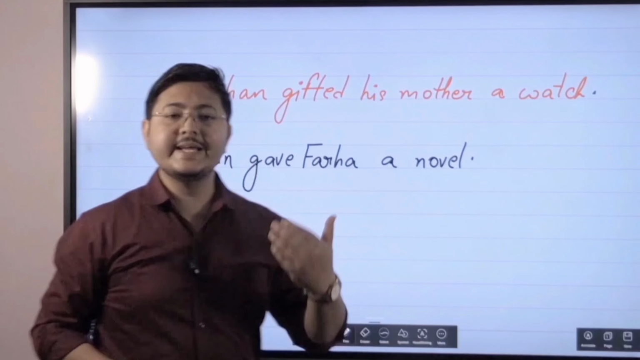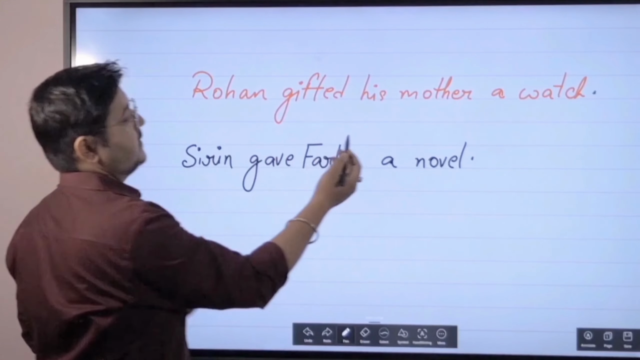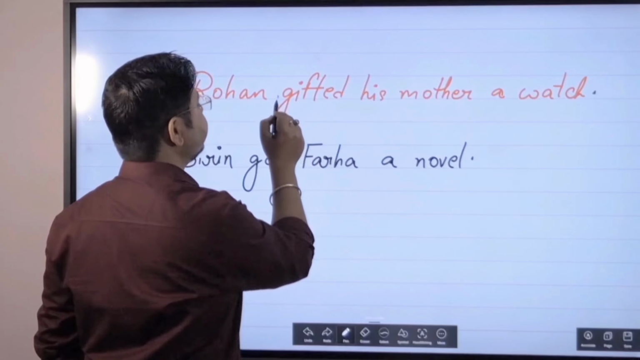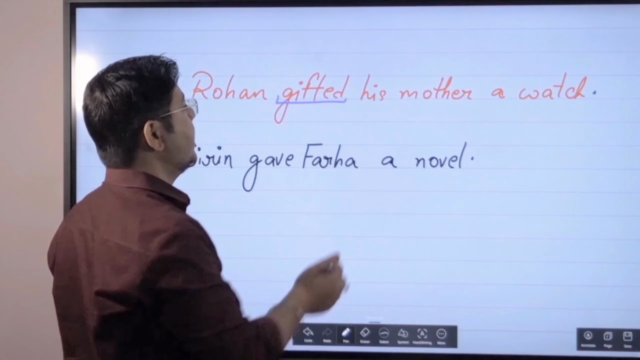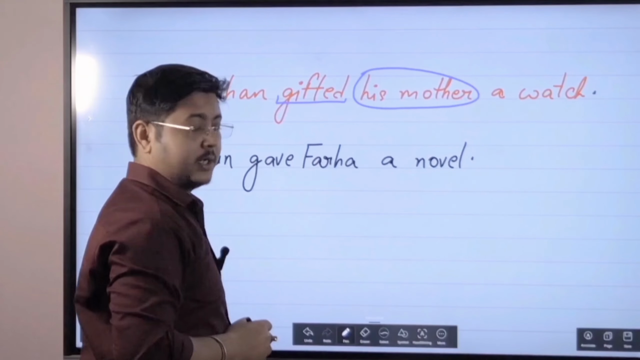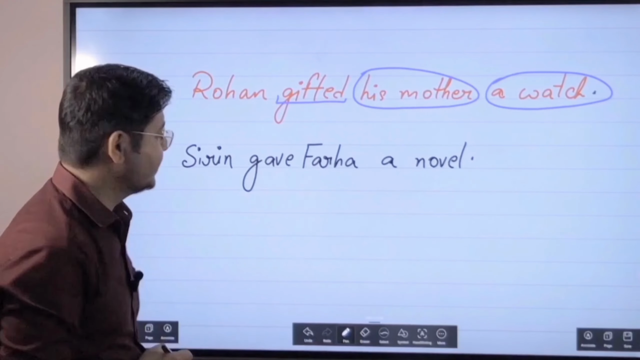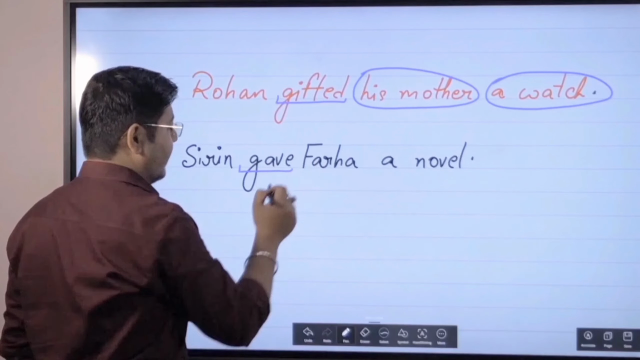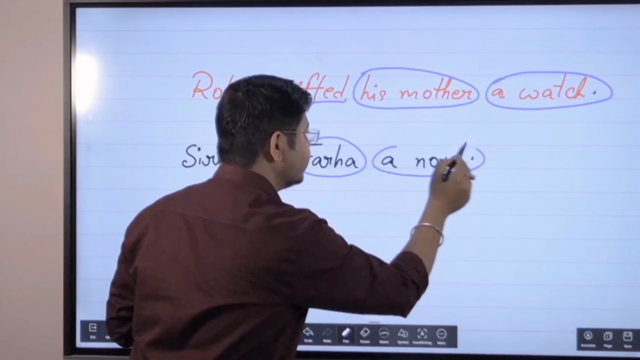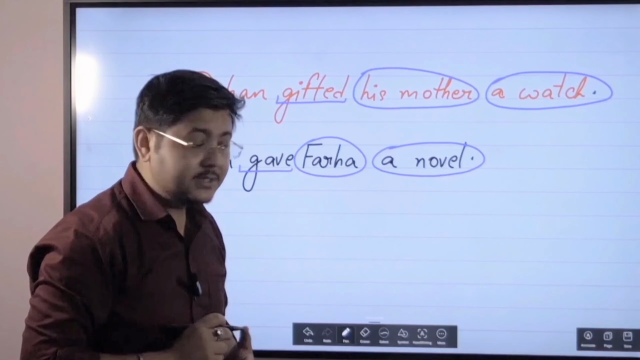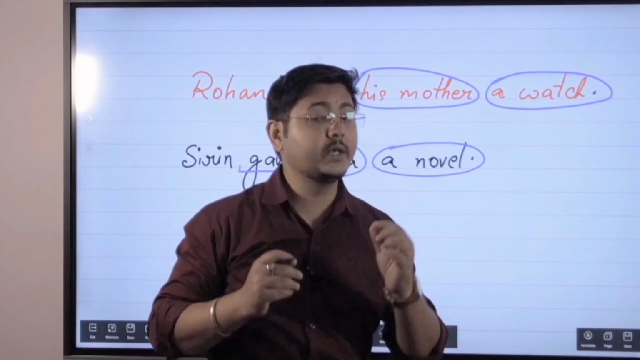Okay, students, now look at these two samples that I have written here. The first sentence says, Rohan gifted his mother a watch. In this sentence, obviously, the word gifted is the action or the verb of the sentence. His mother, this is an object. However, this one is also an object. Interesting, right? In the second sentence, the word gave is the verb of the sentence. Farha is the object, and a novel is also the object of the sentence. And these objects have their own unique names. Do you want to know what they're called?